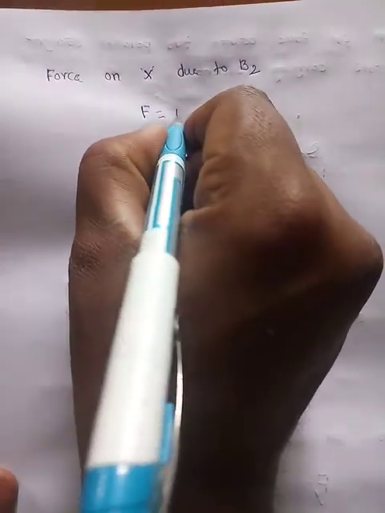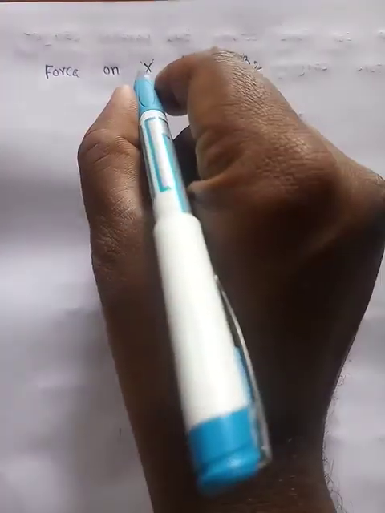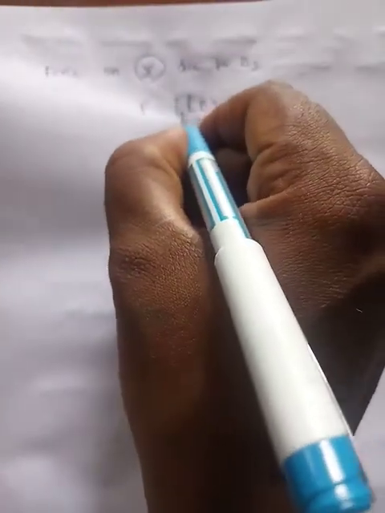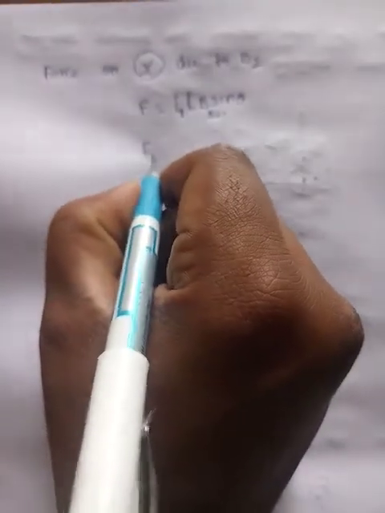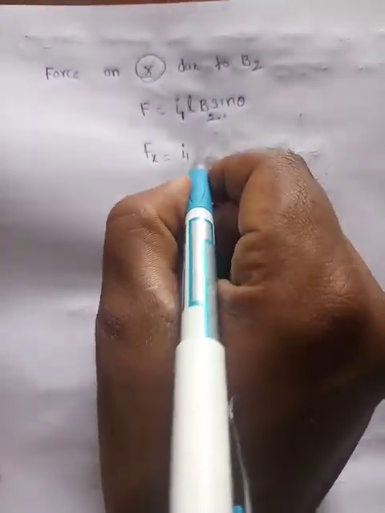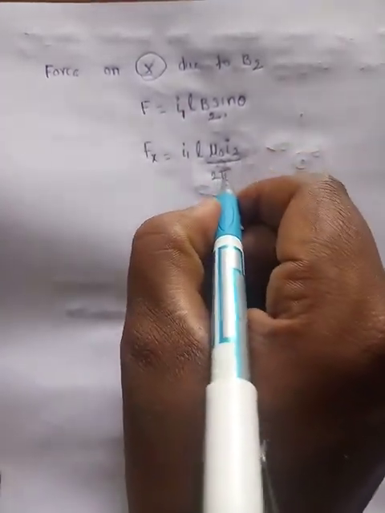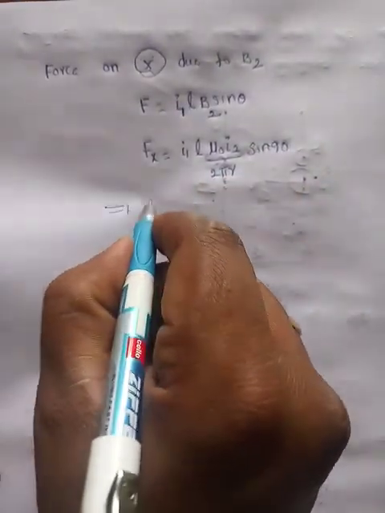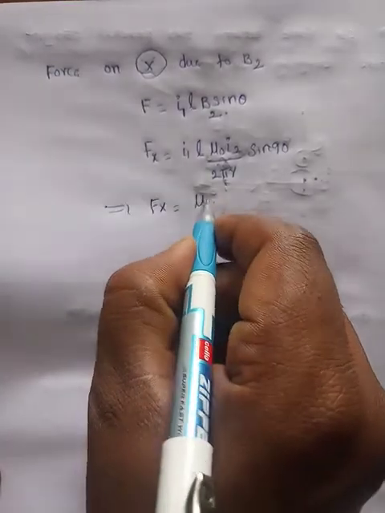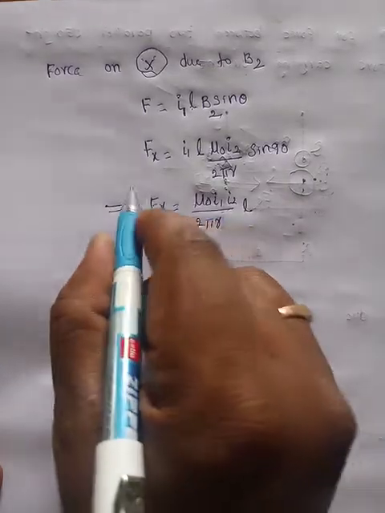What is the force on a current carrying conductor? F is equal to ILB sin theta. It is exerting force on X, so the current carrying in X is I1, length L, magnetic field is B2. So Fx is equal to I1 into L into B2, which is mu naught I2 by 2 pi r into sin 90. So what do you get? Fx is equal to mu naught I1 I2 by 2 pi r into L.